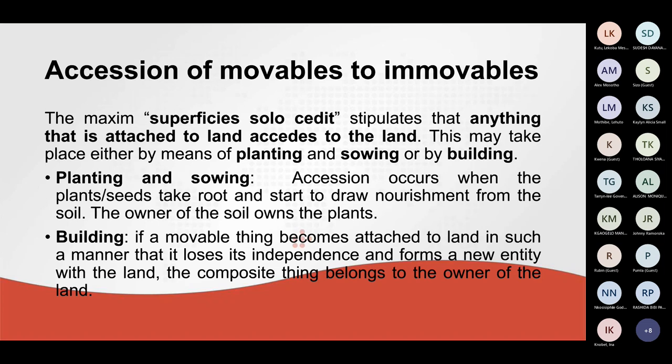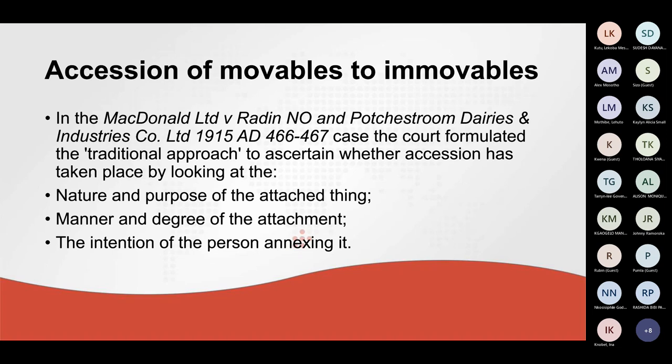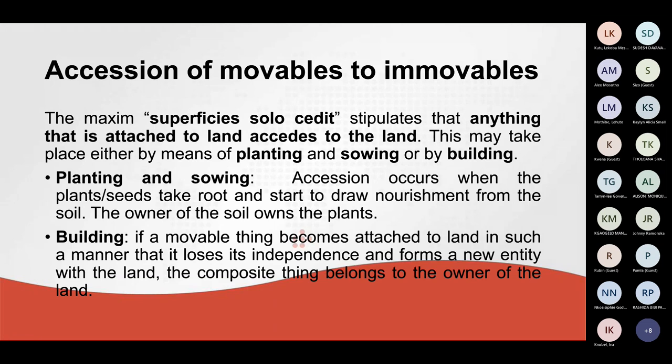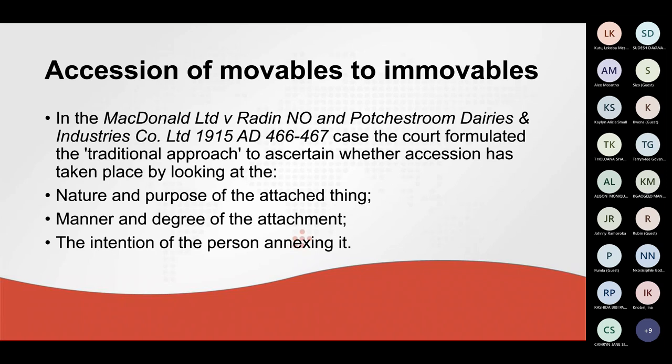The same applies to building. If a movable thing becomes attached to land in such a manner that it loses its independence and forms a new entity with the land, the composite thing belongs to the owner of the land. In order to determine whether the composite thing belongs to the owner of the land, you will have to look at the nature and purpose of the attached thing, the manner and degree of the attachment, and the intention of the person annexing it.